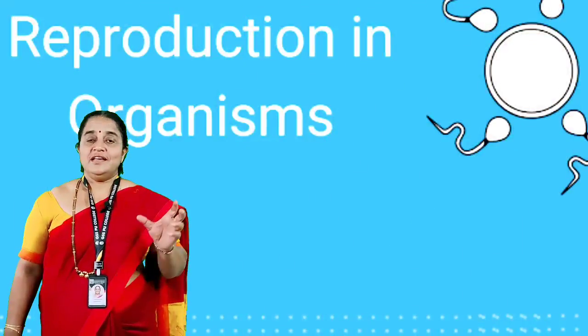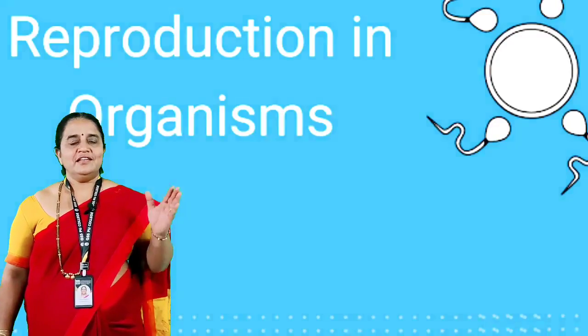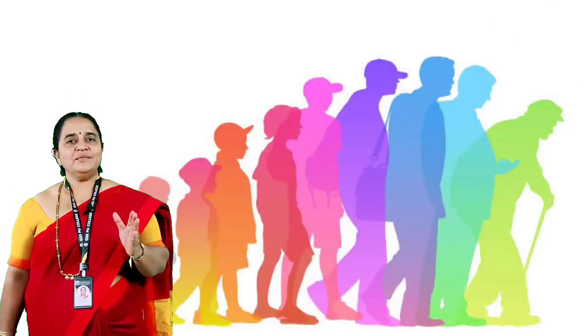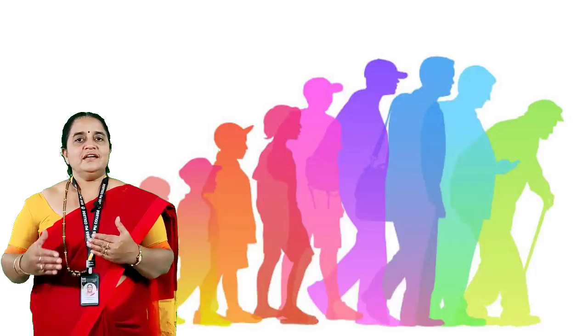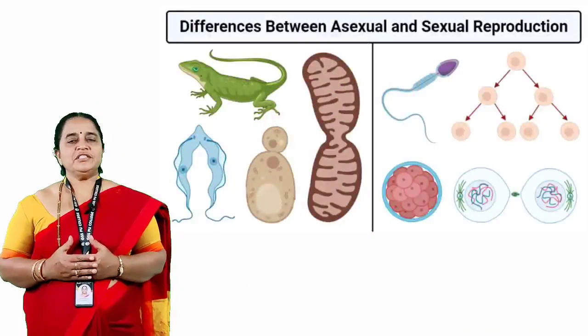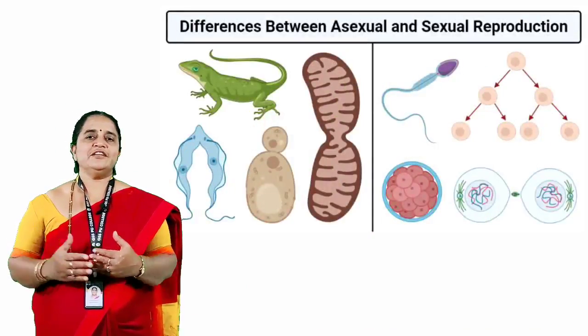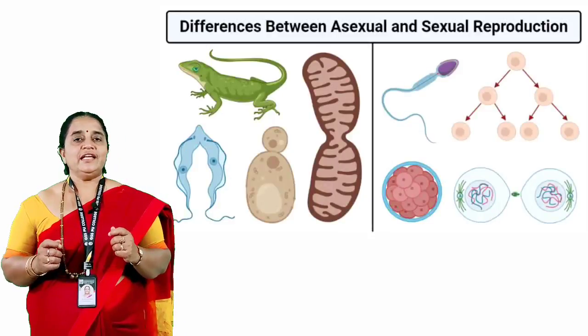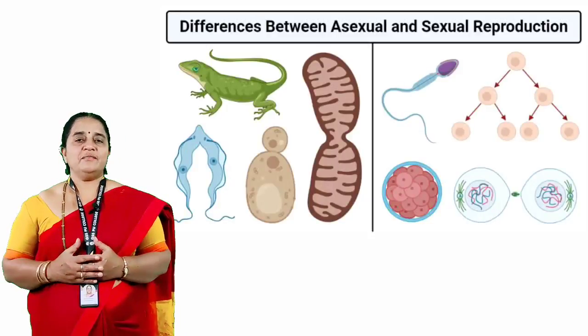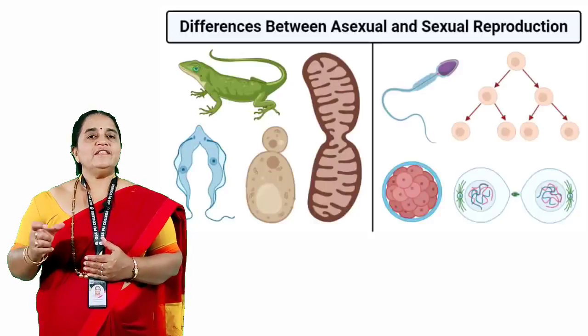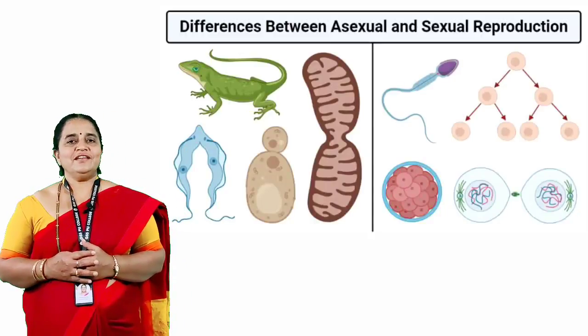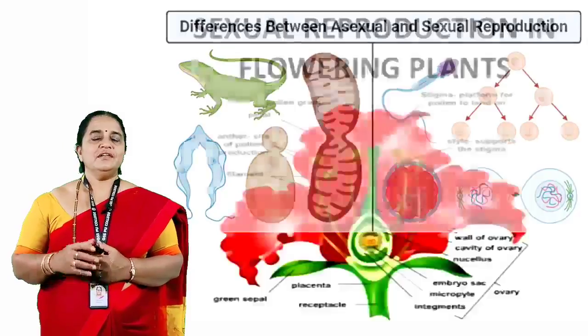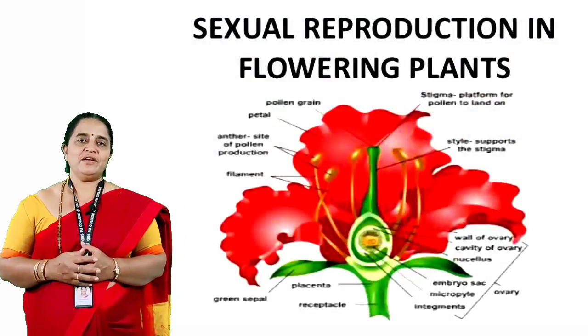Hello students, we have completed the first chapter in unit 6, reproduction in organisms. In the previous topic we have learnt lifespan in different organisms including 3 phases, and types of reproduction, that is asexual reproduction and sexual reproduction, taking varieties of examples. Today's session I will be introducing the second chapter, sexual reproduction in flowering plants.